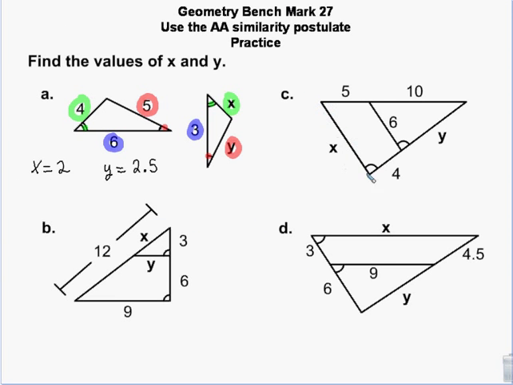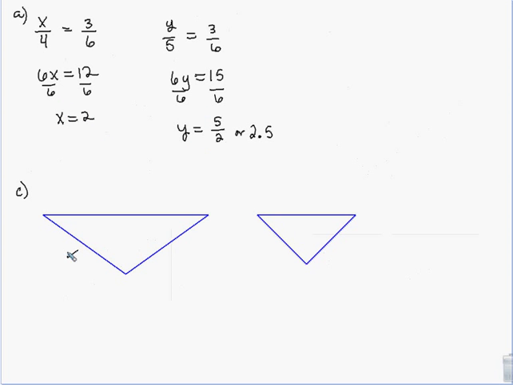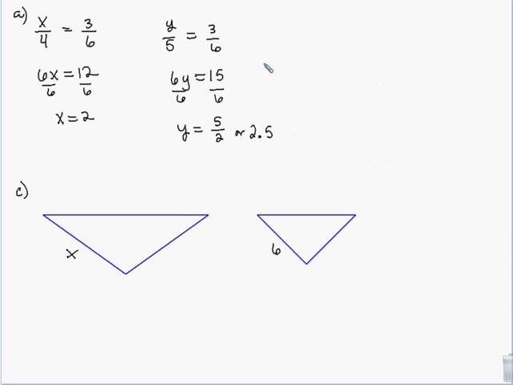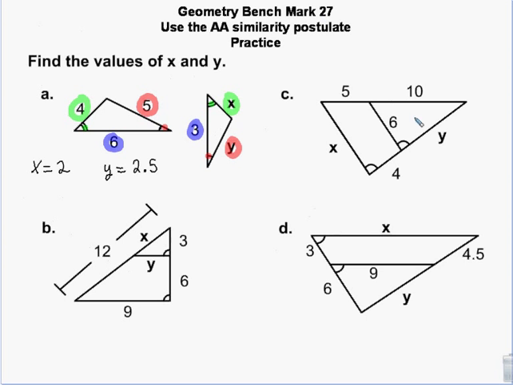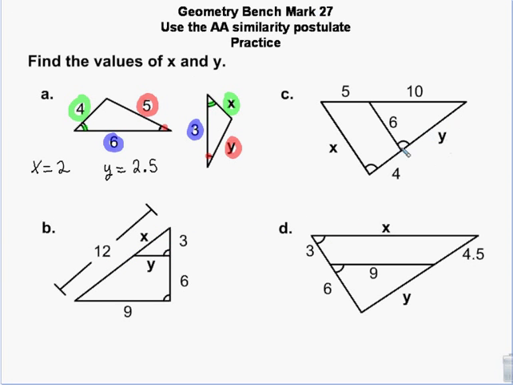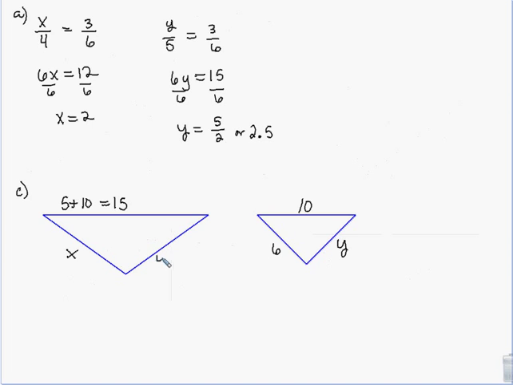The long side of the big triangle is x, and on the small triangle it's 6. So I have an x and a 6. This side of the big triangle is 5 plus 10. And on the small triangle, it's just 10. Did you guys see that? Okay, then I have the small triangle is y, and the big triangle is 4 plus y. So far, okay?